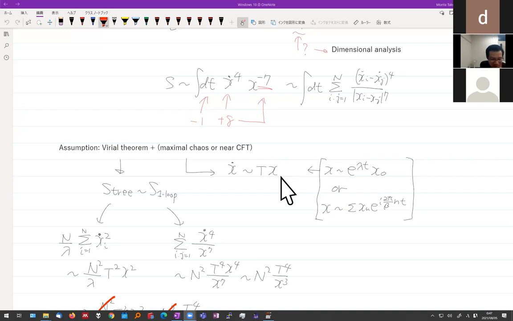In gravity, the size does depend on the observer, and you may know that the near-horizon region is infinitely large from the outside observer. So if this kind of thing happens on the gauge theory side, then it might be possible to grow to infinity. Or maybe it's saturated. This exponential behavior, when we discuss chaos, is observed only at the beginning of time evolution.